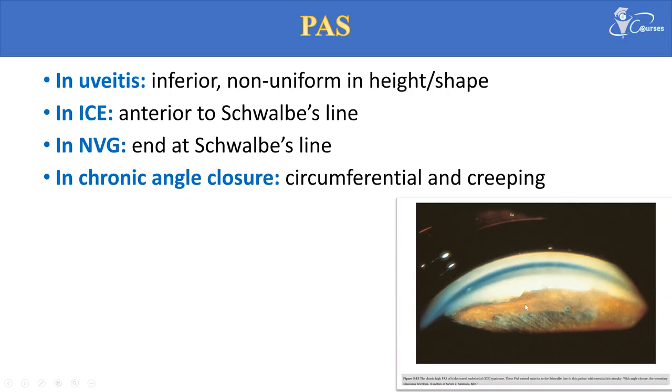So here is again a patient with ICE syndrome. You see here the angle structures are visible. However, here is high peripheral anterior synechia. All the structures of the angle are obscured here with high peripheral anterior synechia, more anterior to the Schwalbe's line. So it is becoming more anterior than the most anterior structure of the angle. So this is the characteristic feature of peripheral anterior synechia.